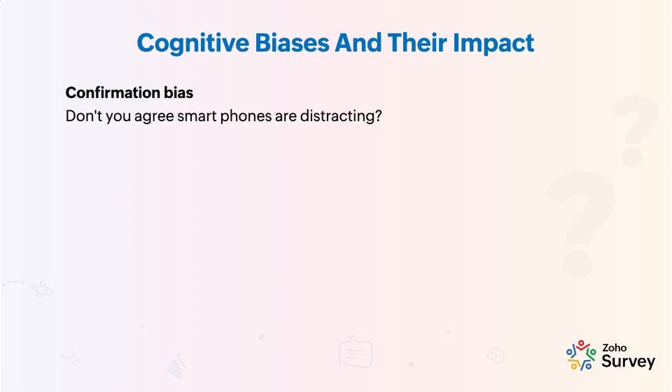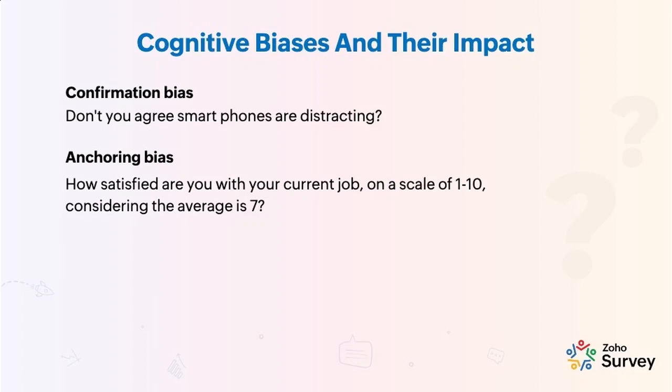Besides confirmation bias, there are several others at play in surveys. We have the anchoring bias. It's like throwing an anchor that sets your judgment point. For instance, if a survey question asks, "How satisfied are you with your current job?" on a scale of 1 to 10, considering the average is 7, your answer might hover around 7, influenced by this anchor.